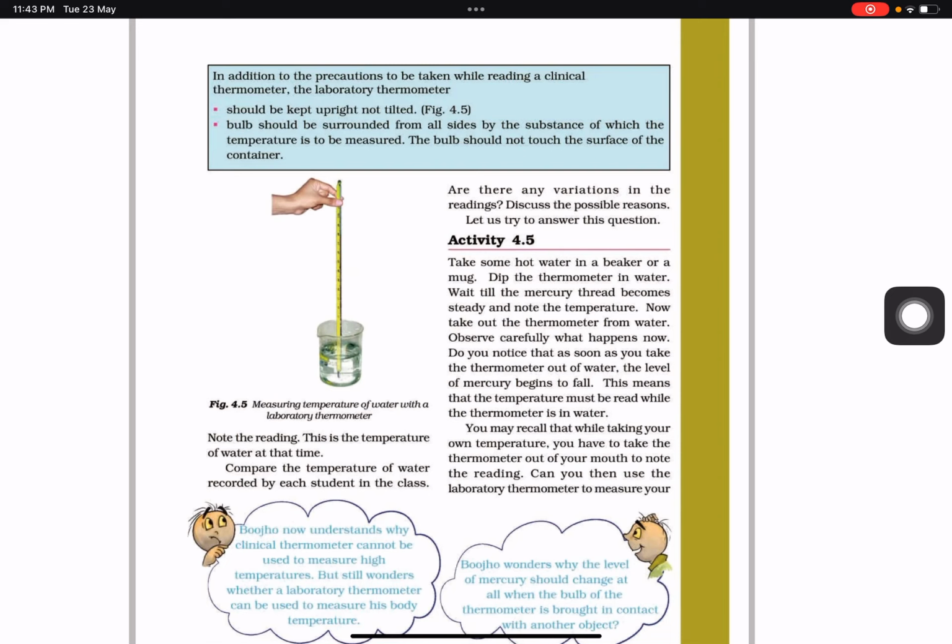Now, if you want to measure temperature with a laboratory thermometer, you should take precautions like these. You should keep the thermometer upright, not tilted. It means the thermometer should be straight, vertical. In Hindi I can say that the thermometer should be straight, from top to bottom.